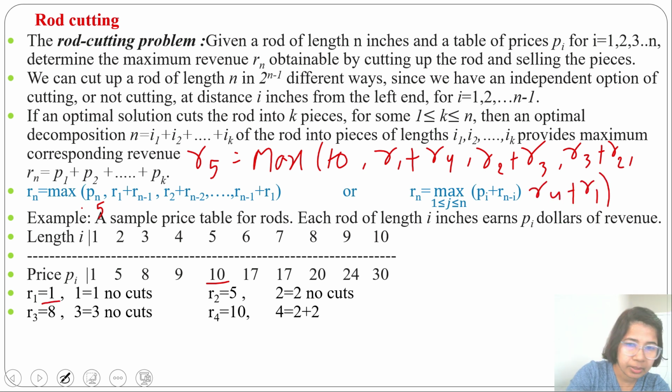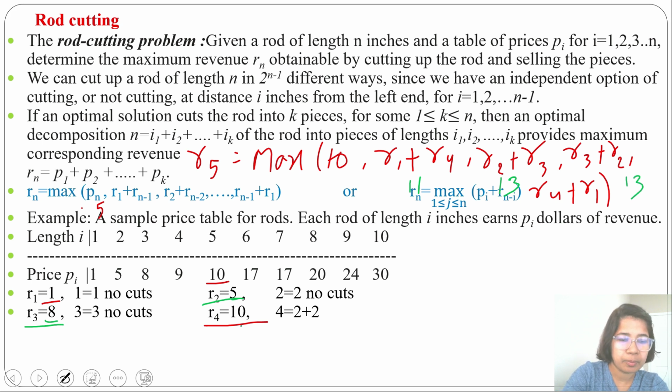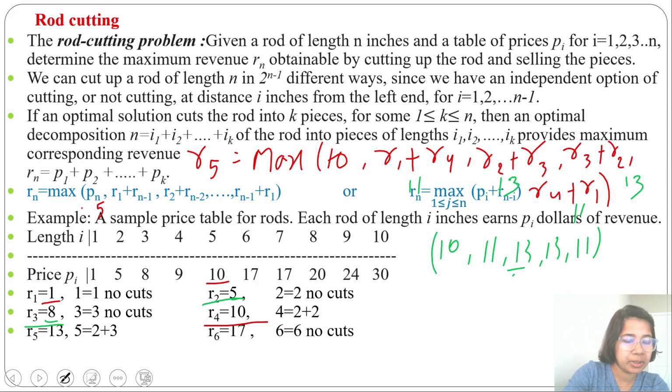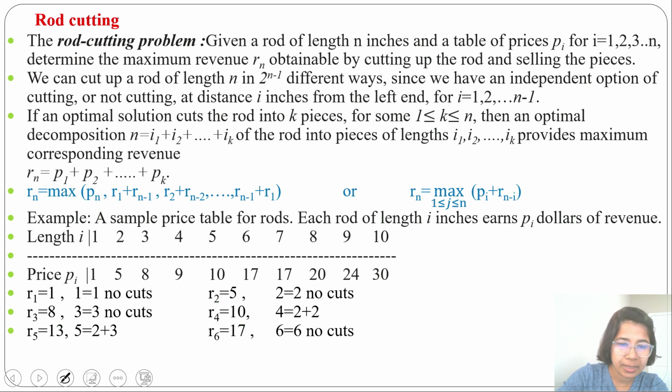So revenue of 1 is 1 and revenue of 4 is 10, so it's 11. Revenue of 2 is 5 and revenue of 3 is 8, so 2 plus 3 will be 8 plus 5, it's 13. Then 3 plus 2, it's 8 plus 5, it's 13. Then 4 plus 1 is 11. So from 10, 11, 13, 13, 11, the maximum is 13. So R5 will be 13, where 5 equals 2 plus 3, or you can say 3 plus 2. Next R6. R6 equals 17 without a cut.